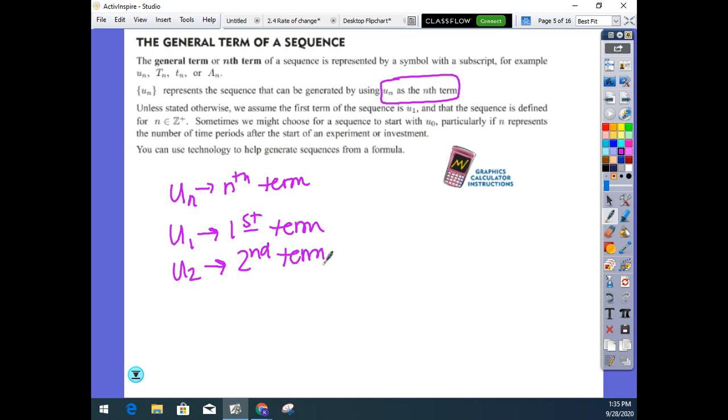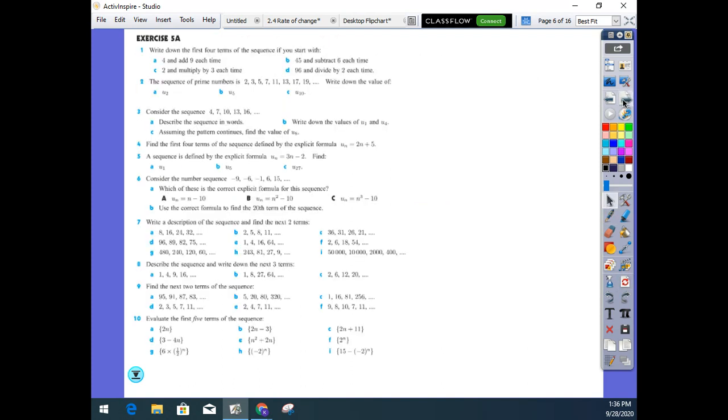What's really important, this right here said n belongs to the positive integers. 1, 2, 3, 4, 5, and so forth. All right, and then we're going to use this and find equations in section B. That's all of section A. Look for patterns, describe the patterns, and find numbers in the sequence.